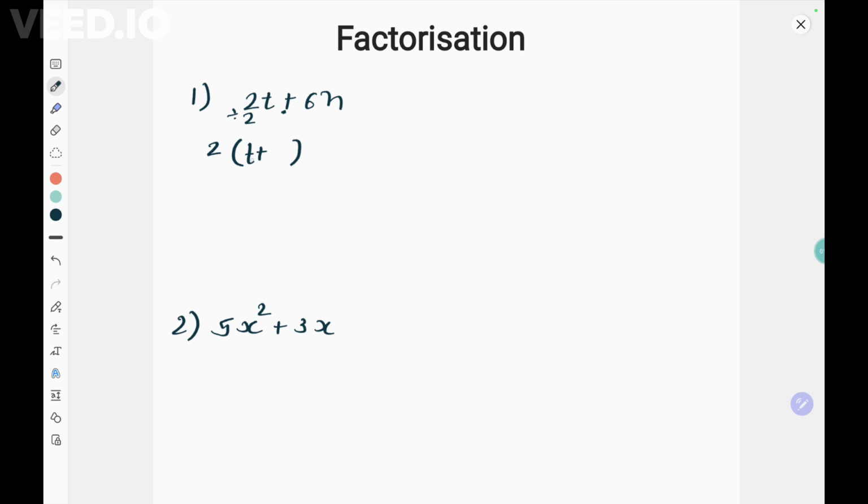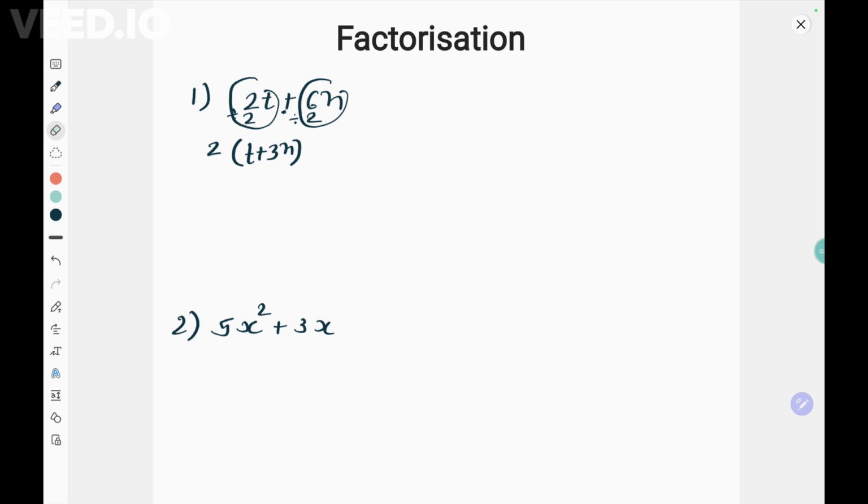The plus sign stays as it is. Again divide by 2, not 6, sorry, my mistake. Divide by 2. So 6 divided by 2 is 3, and n remains as it is. So whatever common factor you take out, divide both terms one by one, and write whatever is left over inside the bracket. So the answer is 2 in a bracket t plus 3n.